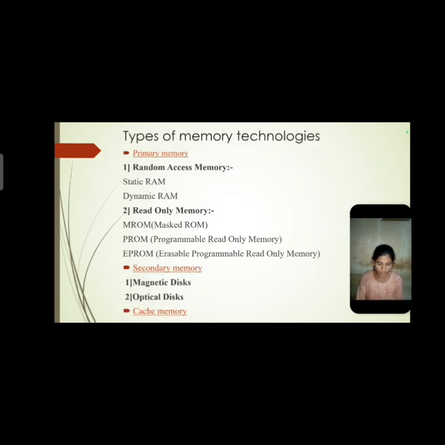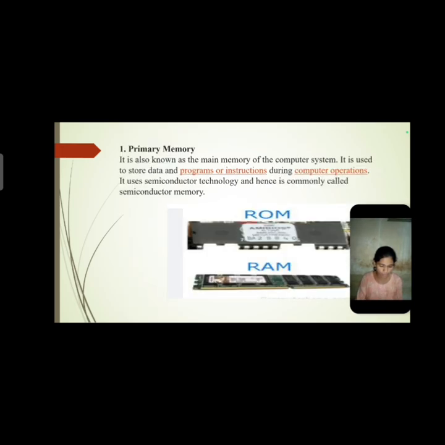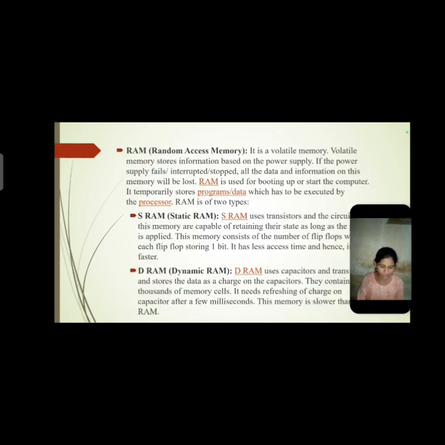Types of memory technology. There are three main types of memory: primary memory, secondary memory, and cache memory. Primary memory is divided into two types: random access memory and read only memory. Primary memory is also known as the main memory of a computer system. It is used to store data and programs or instructions during computer operation. It uses semiconductor technology and hence is commonly called a semiconductor memory.